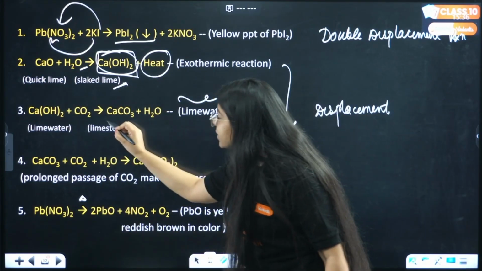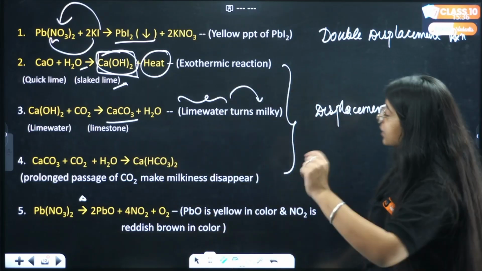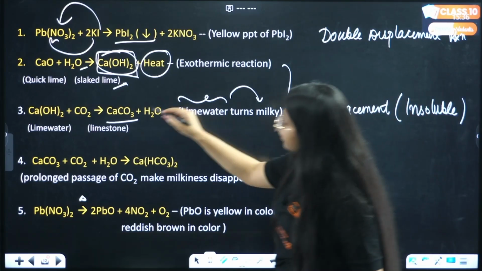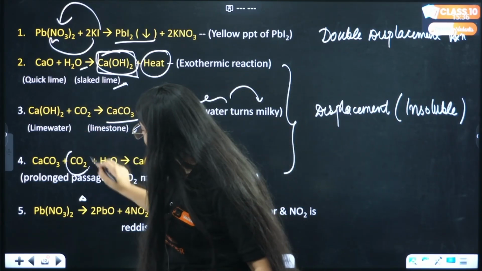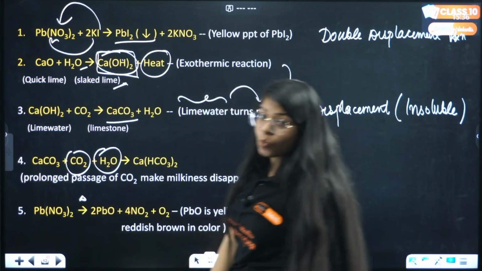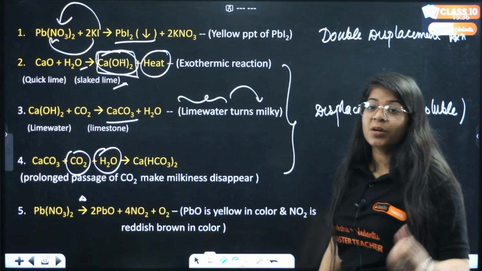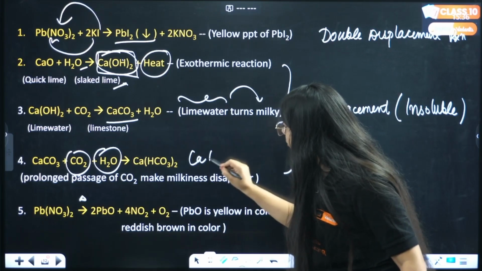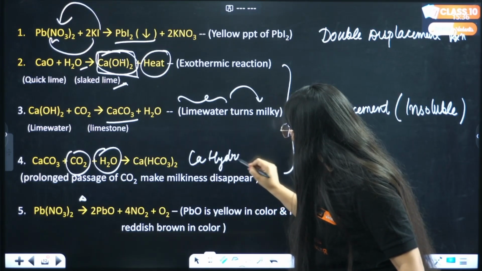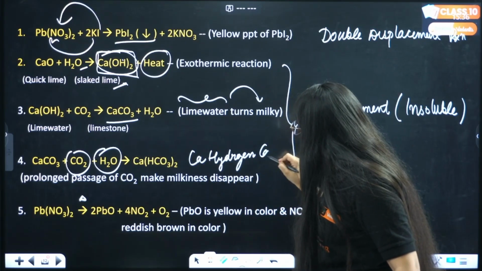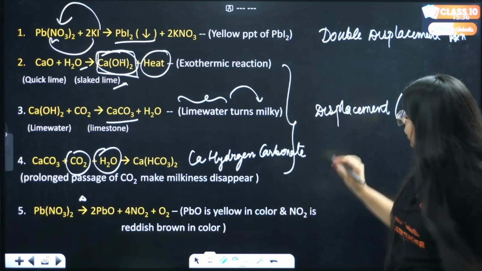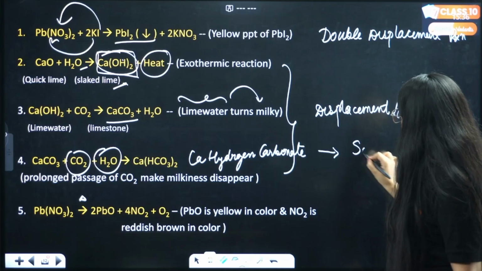Now we have this CaCO3, but the point is this CaCO3 is insoluble. Okay, this is insoluble. Now what do we do? We combine this CaCO3 with carbon dioxide and water. Now what is formed is calcium hydrogen carbonate. This is calcium hydrogen carbonate. So now this Ca(HCO3)2 is actually soluble.